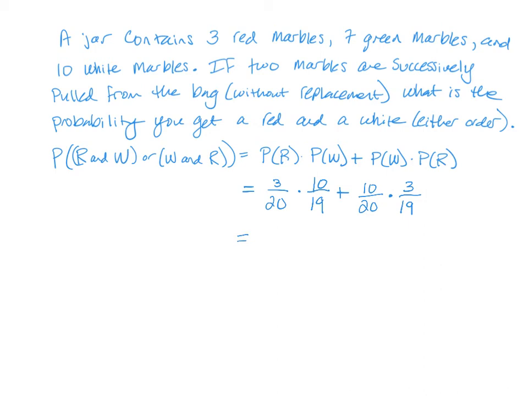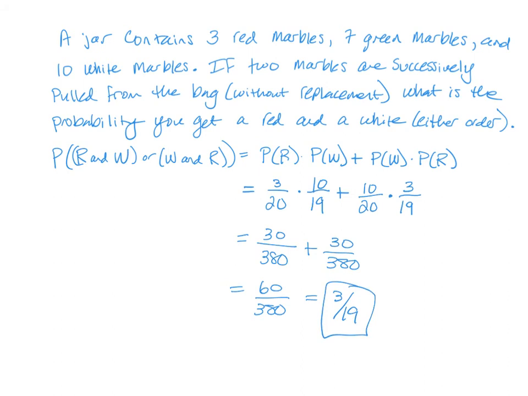So I'll just do this multiplication. I get 30 over 20 times 19, 380. Same thing over here, 30 over 380. So 60 over 380. And that reduces to 3 out of 19.